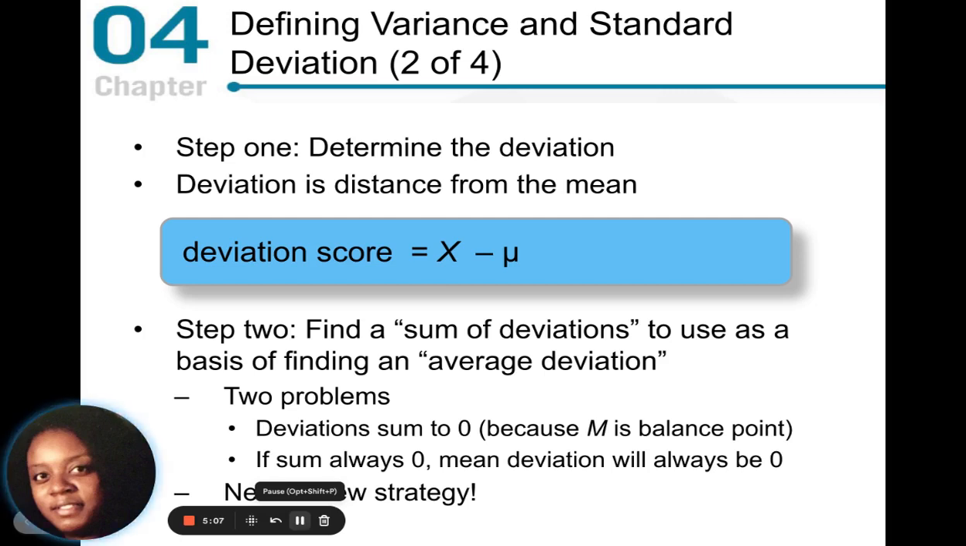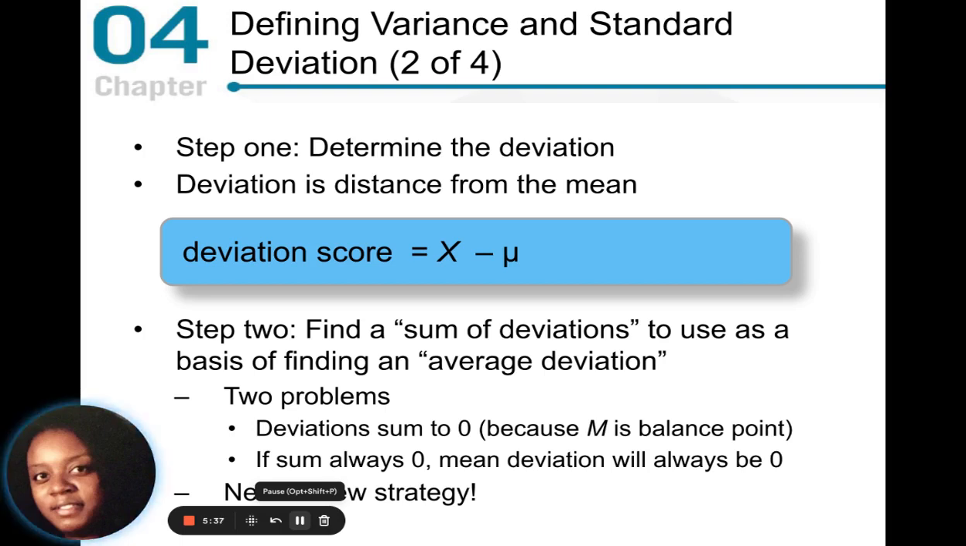So if we want to look at standard deviation, the first thing we're going to do is determine the amount of deviation. And we're talking about how much a score deviates, or the distance between a score and whatever is the mean. And you can see the formula for that. The second thing we want to do is find a sum of deviations to use as a basis for finding the average deviation.